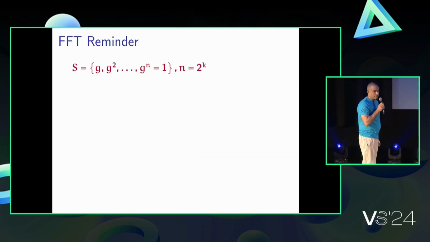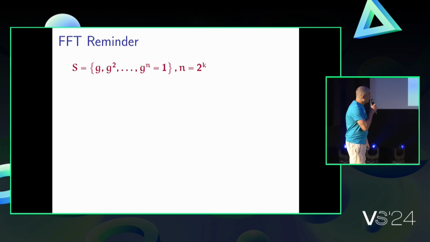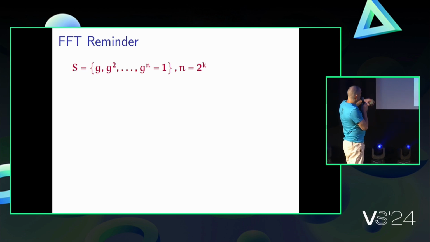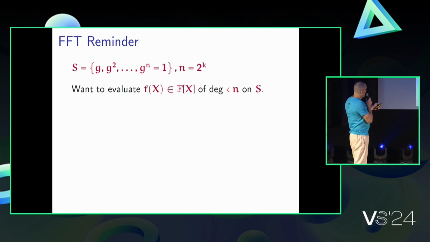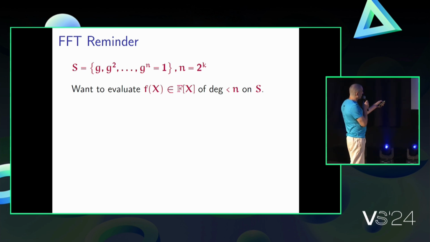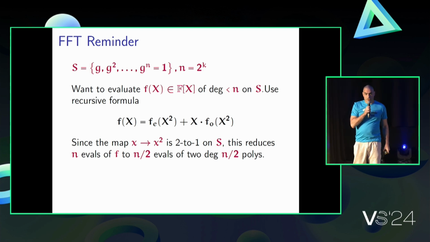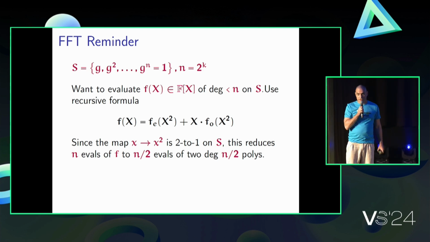So let's start with a reminder of the classical FFT. We have some subgroup in our field of size n that is a power of 2. And we want to evaluate some polynomial of degree smaller than n on this set. So we use the following recursive formula that I'm guessing most of you have seen in your life.